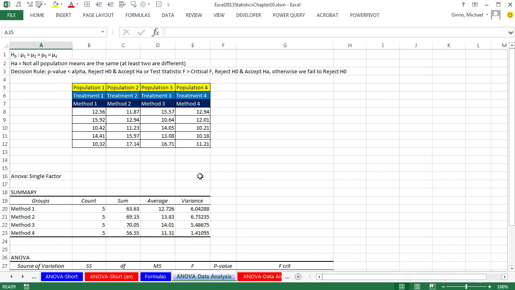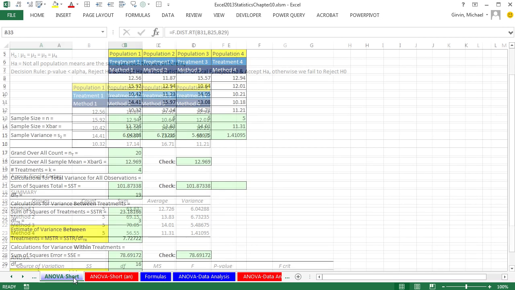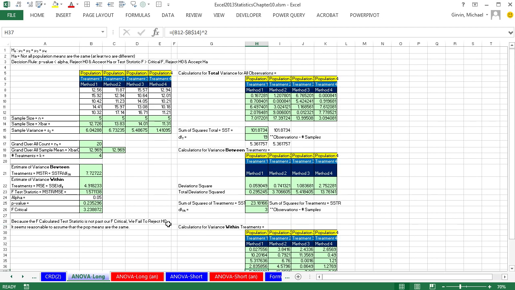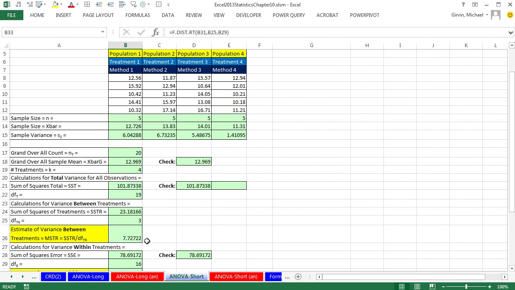All right, in this video, we talked about completely randomized design and Anova to determine whether the means for various populations or treatments are the same. We saw the built-in data analysis Anova single factor feature. We also saw how to do it with formulas, the short method. We saw how to do it with formulas, the long method, but really if you're going to do formulas, you want to do these short methods. All right, that's it for Chapter 10.